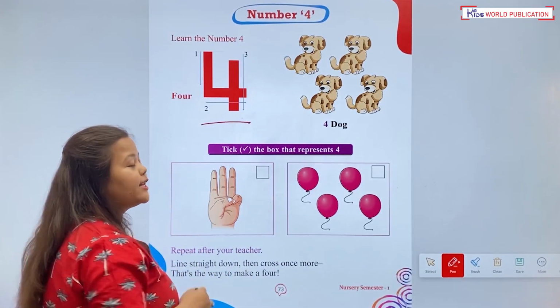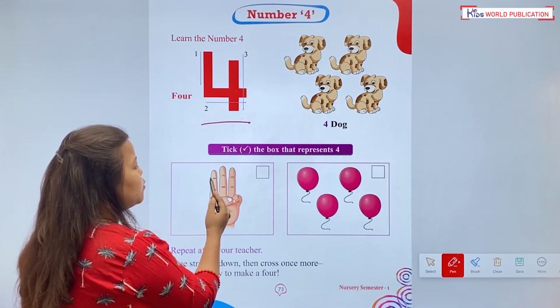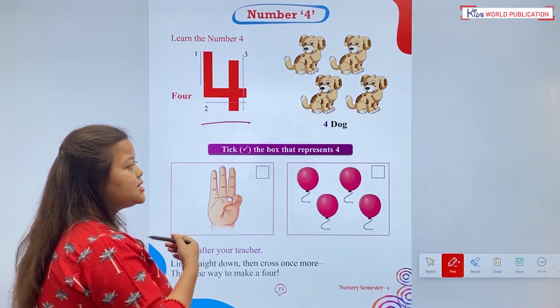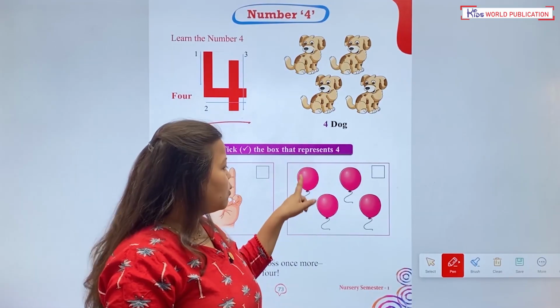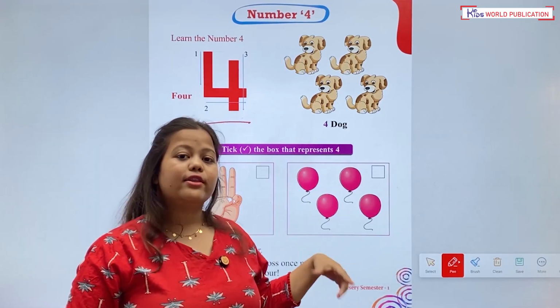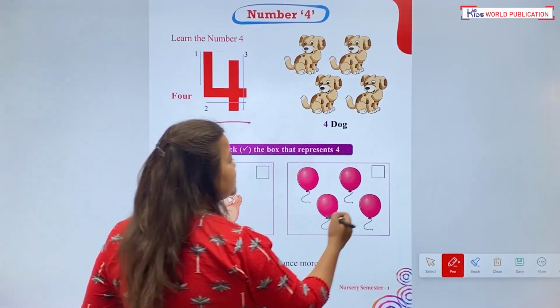How many fingers can you see in the picture? 1, 2, 3. So this is wrong. How many balloons can you see in the picture? 1, 2, 3, 4. There are 4 balloons. So this is right. We will tick the box.